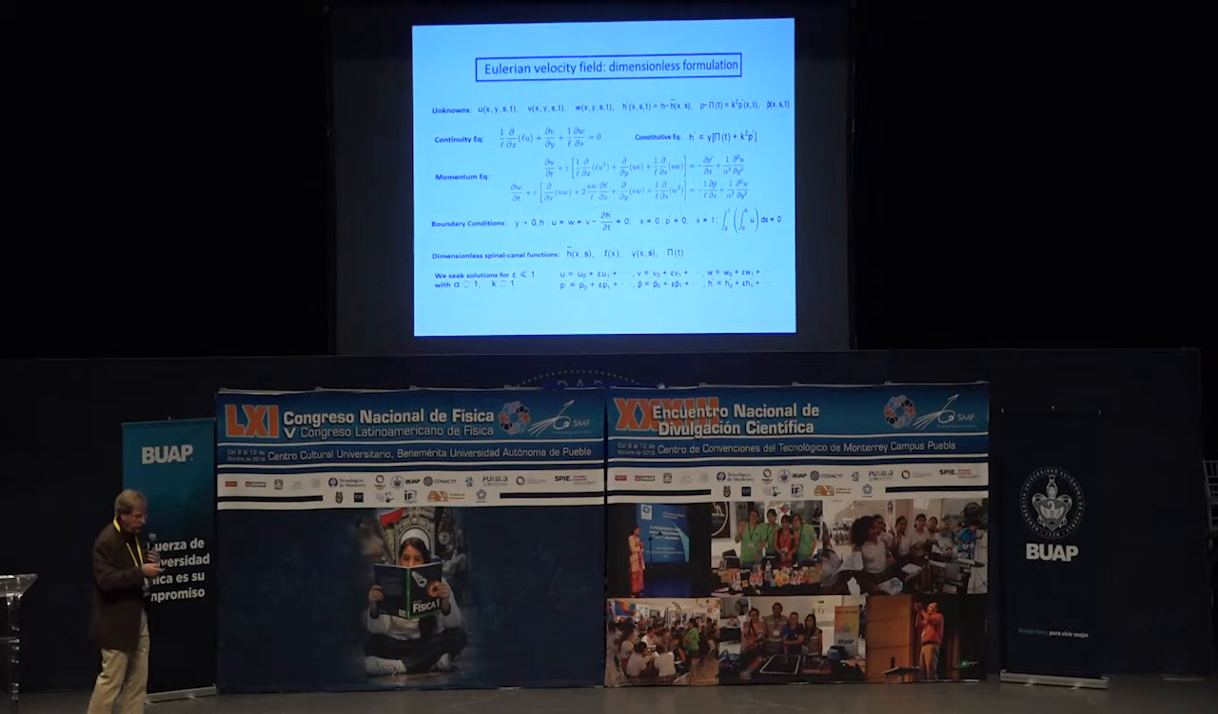So I'm going to go very quickly to the equations. I know you don't want to be bothered with many equations, but we then calculate the Eulerian velocity field by formulating the problem in dimensionless quantities. We have the continuity equation and the momentum conservation equation, where, again, with these dimensionless coordinates, you see that the nonlinear term has a factor epsilon in front.